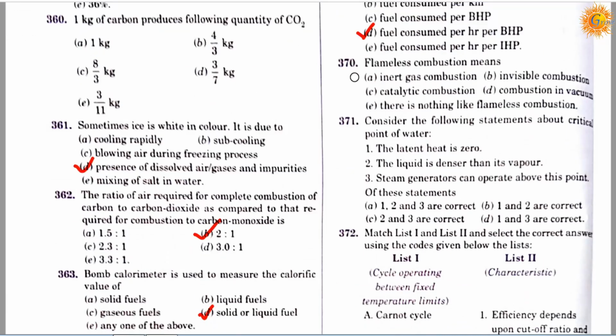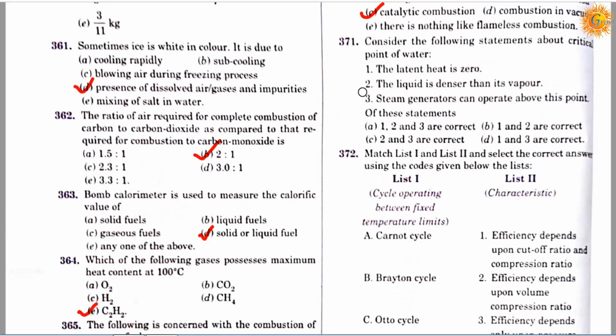Question number 370. Flameless combustion means option A inert gas combustion, option B invisible combustion, option C catalytic combustion, option D combustion in vacuum, option E there is nothing like flameless combustion. So the correct answer is C, it's catalytic combustion.